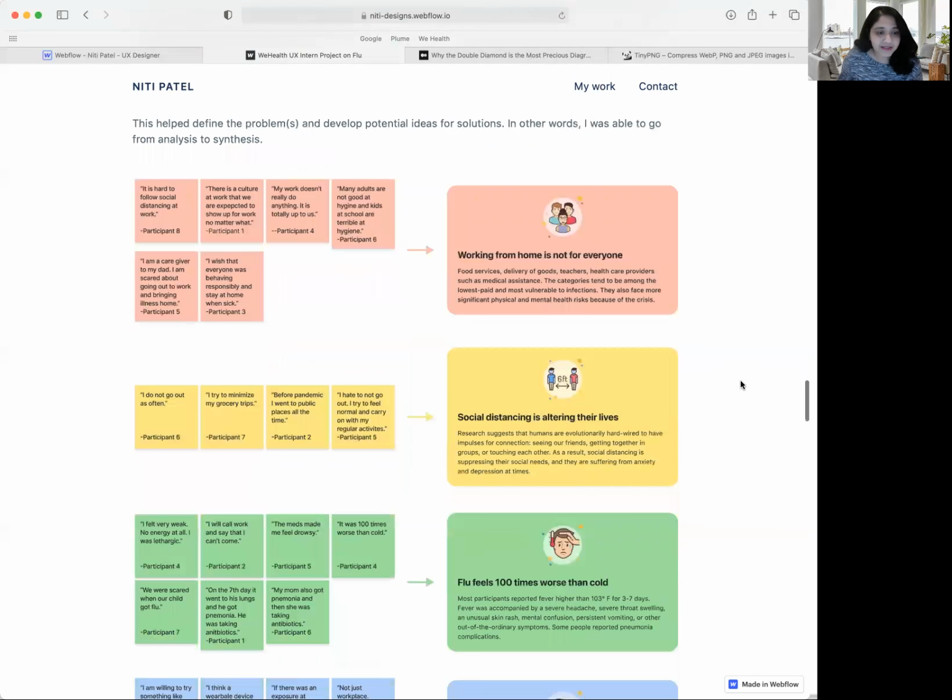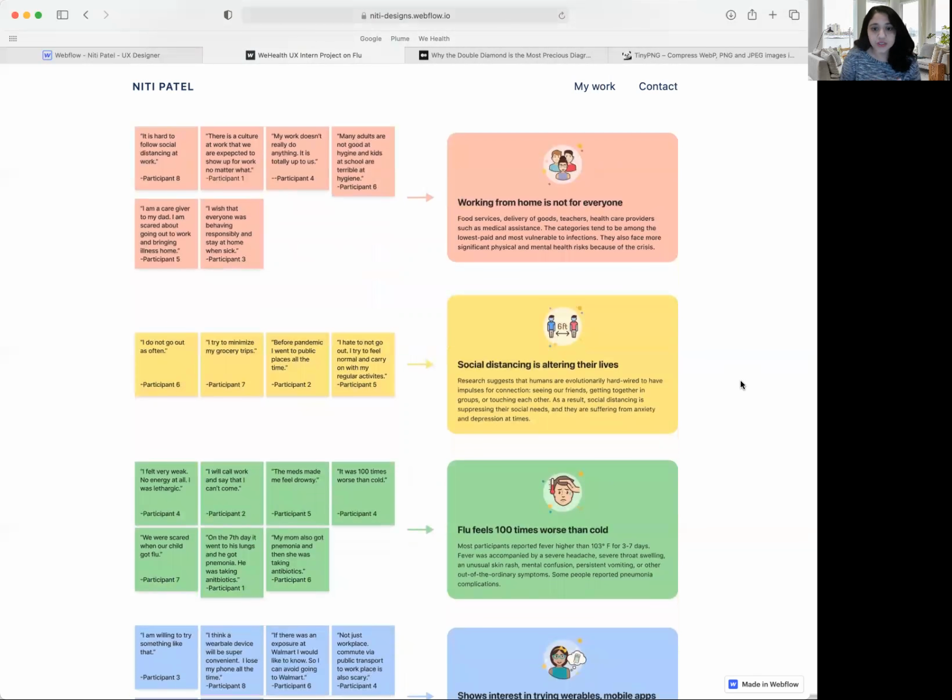So let's go over the insights. The first one, working from home is not for everyone. As you can see, the participants said that there is a culture at work that we are expected to show up for work no matter what. So these people have a lot of pressure to show up at work. They don't have an option for working at home just because the way their occupation is, like food services, teachers, healthcare providers, they have to be at work to do work. They can't work from home.